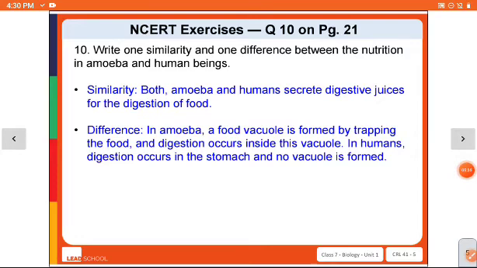Next: write one similarity and one difference between nutrition in amoeba and human beings. Similarity: both amoeba and humans secrete digestive juices for digestion of food. Difference: in amoeba, a food vacuole is formed by trapping the food and digestion occurs inside the vacuole. In humans, digestion occurs in the stomach and no vacuole is formed.